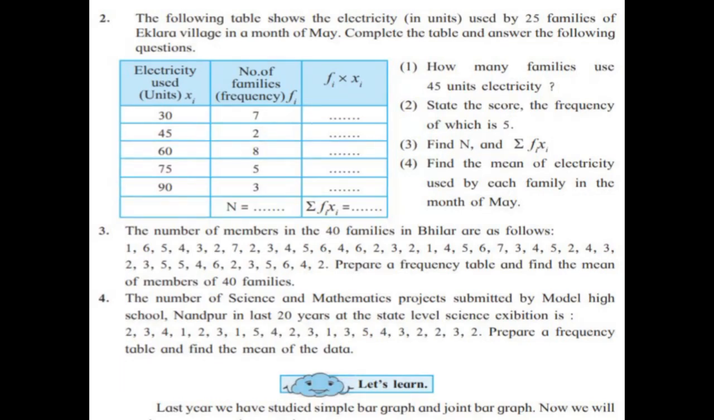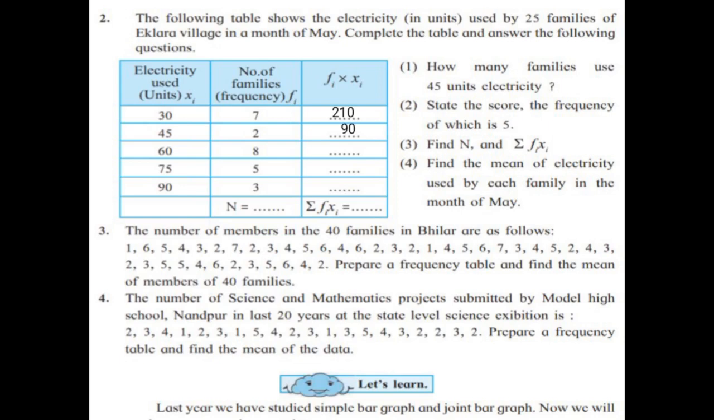First one, the electricity used is given as 30. Number of families is given 7. You have to multiply number of families into electricity used, that is 7 into 30. 7 zeros are 0, 7 3s are 21. Answer is 210. Second one, electricity used is given 45. Number of families is given 2. You have to multiply in the third column, that is 2 into 45. 2 45s are, answer is 90.